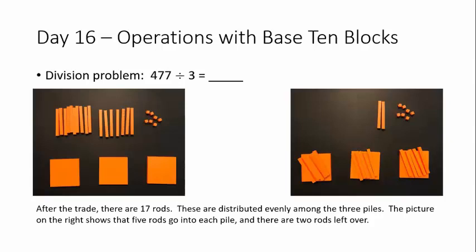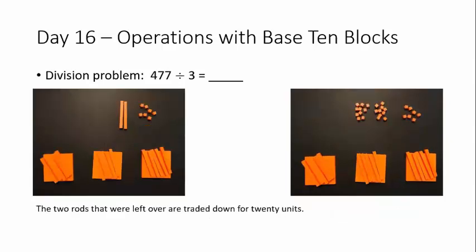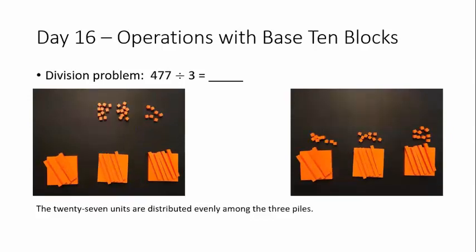I will trade down again. Each rod will be traded down for 10 units. You can see in the picture on the right that the rods have been traded. There are now 27 units. The units will be distributed evenly into 3 piles. I can do that by putting 9 in each pile, and there are none left over.